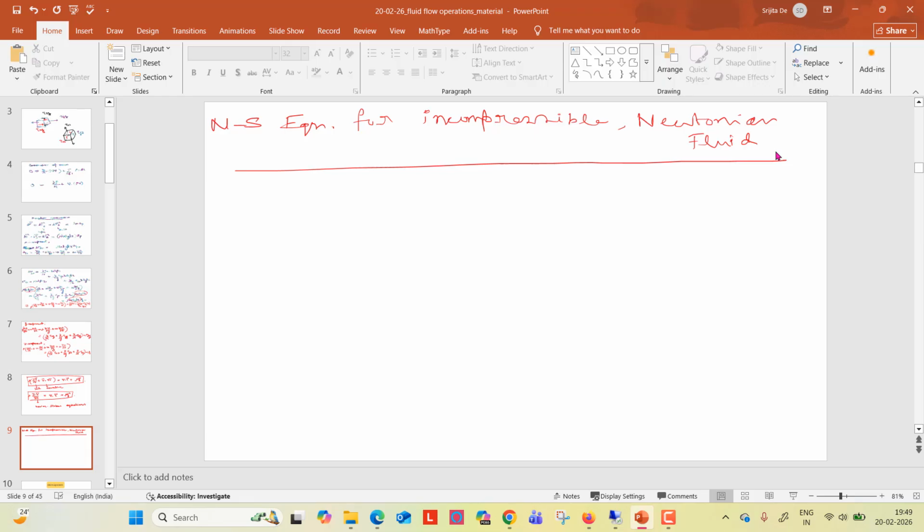or incompressible fluid, from incompressible fluid, we can say that the continuity equation will simply be divergence of V equals 0. This is your continuity or mass balance equation, right? In case of the momentum balance equation, what will it be? How are these tau terms represented?